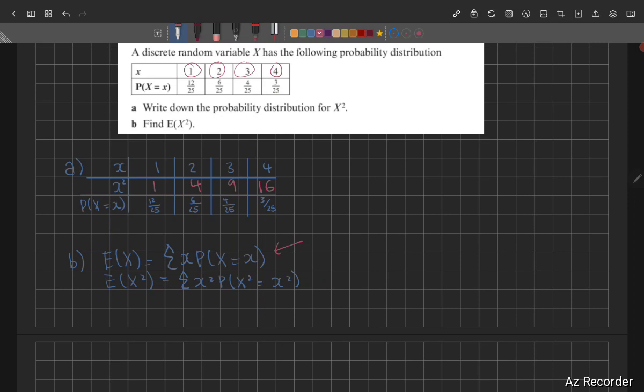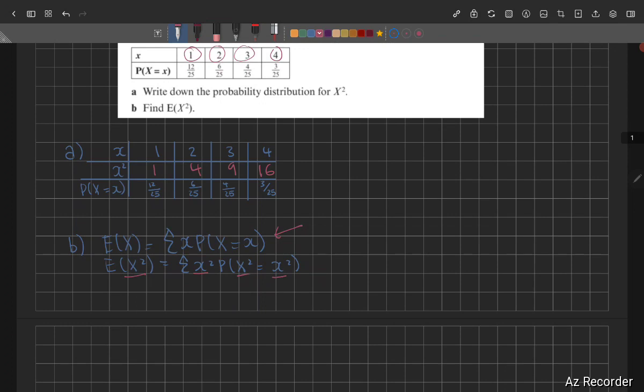For part B, find E(x squared). If we remember this formula, now we simply square all the x terms, and we do the same thing that we would do to calculate E(x). However, this time we just use the x squared values. So x squared times the probability, add x squared times the probability, add x squared times the probability, add x squared times the probability, and if you plug this into your calculator, you should get 4.8.